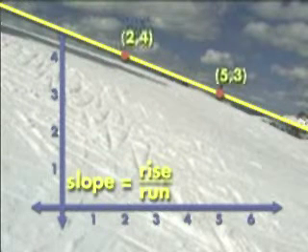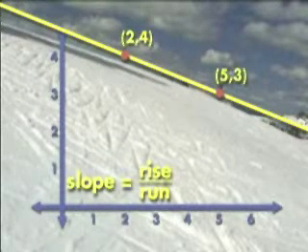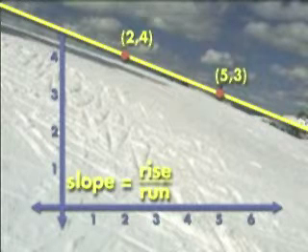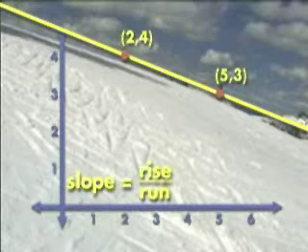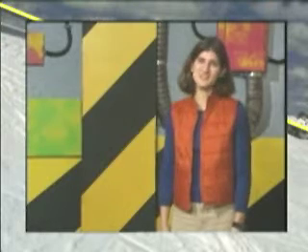If you know the coordinates of 2 points on the line, you can find the rise, the vertical change, and the run, the horizontal change, without counting squares. For example, to find the vertical change, or rise, between the 2 points, you can find the difference between their y coordinates. Let me show you.